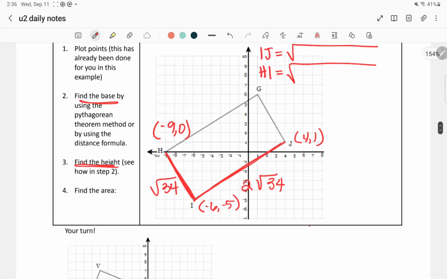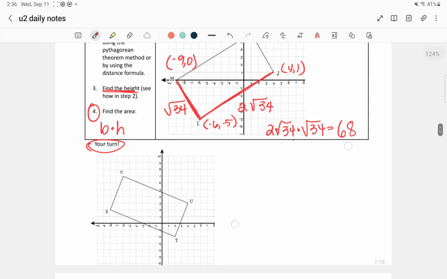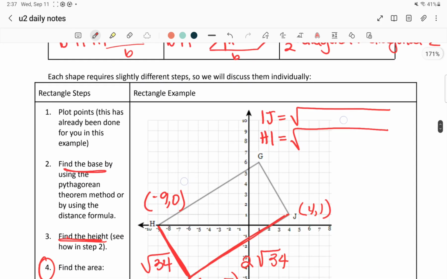Once we do that, step 4 is find the area. So I found the base and the height. That's what the distance formulas were. Now I need to actually find the area, which is base times height, which is 2 square root 34 times square root 34, which when you plug that into your calculator, you get 68. Okay, I went through that a little fast. Try it on your own. That's a rectangle. Let's add one thing to the top here.